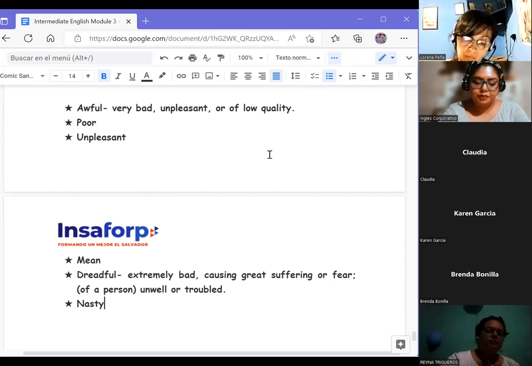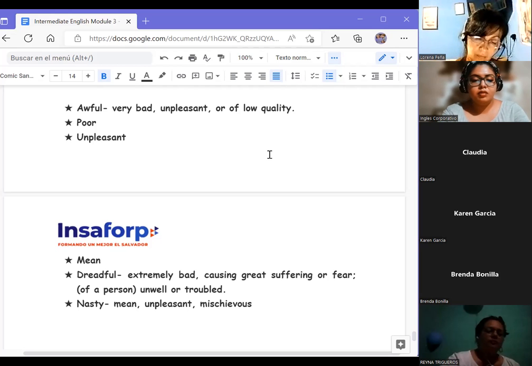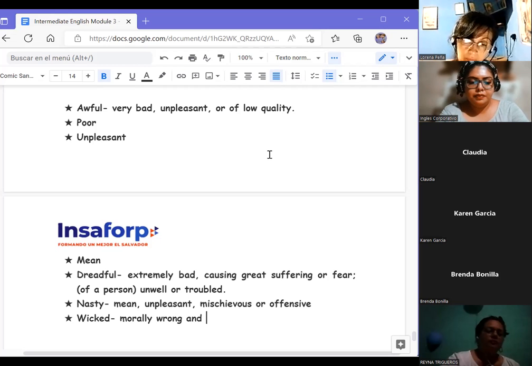Then we have nasty. That means mean, unpleasant, mischievous, or offensive. Then we have wicked. That means morally wrong and bad. Wicked can also mean slightly bad, but in an attractive way.